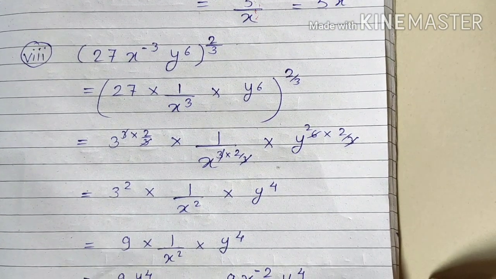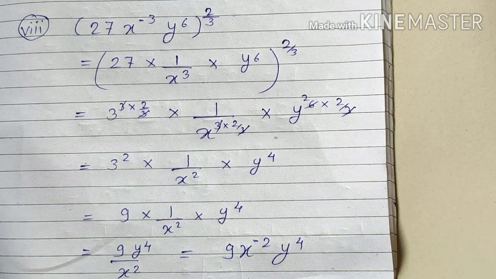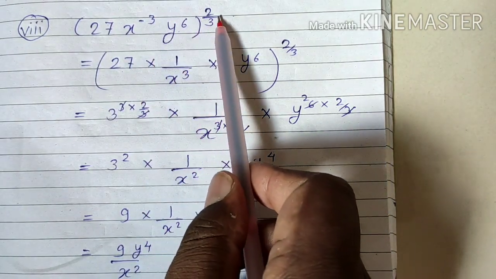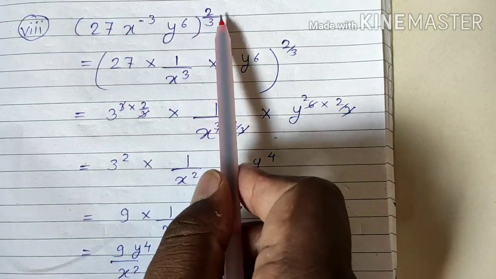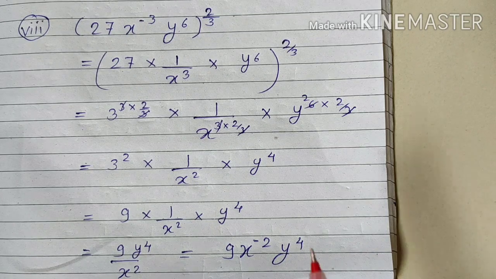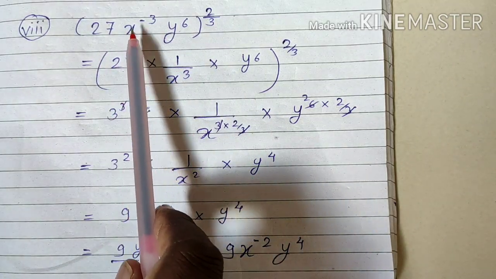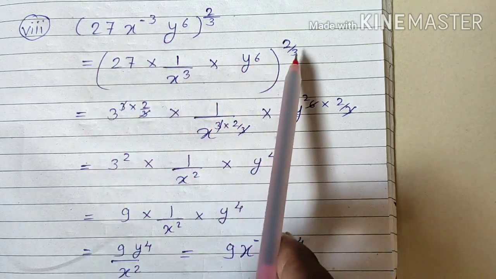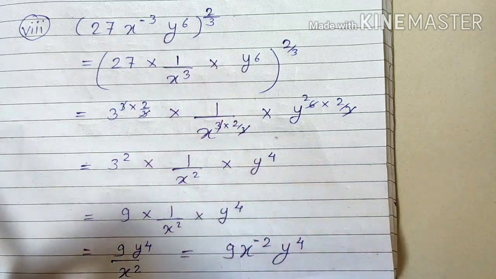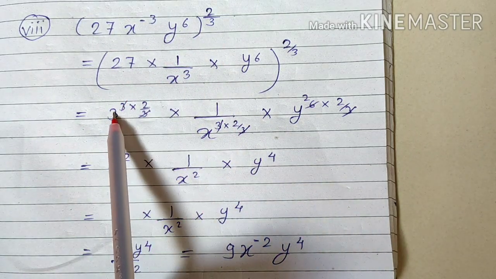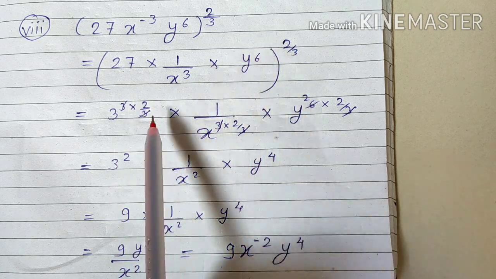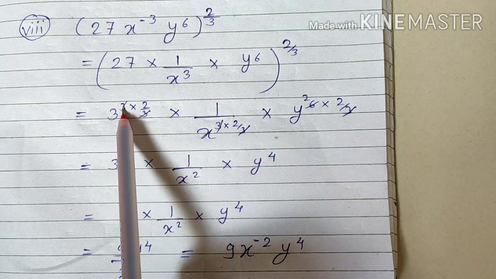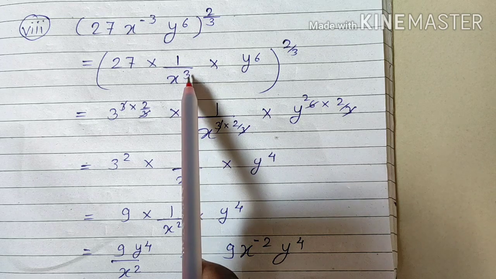Next is our 8th question. 27 x raised to minus 3 y raised to 6, whole bracket is raised to 2 by 3. Okay. Now, first we make the negative powers as positive powers by taking the reciprocal of x, and the whole thing is raised to 2 by 3. Between each number there is the multiplication sign. 27 can be written as 3 square and this 2 by 3. Okay, that means this 2 by 3 is common for all these 3. 3 get cancelled, 3 square.